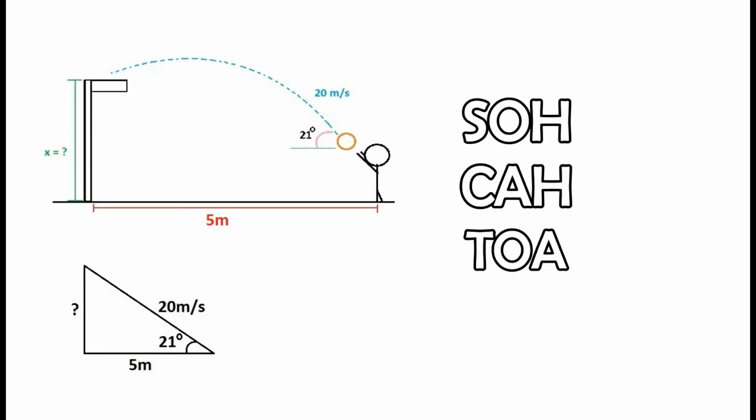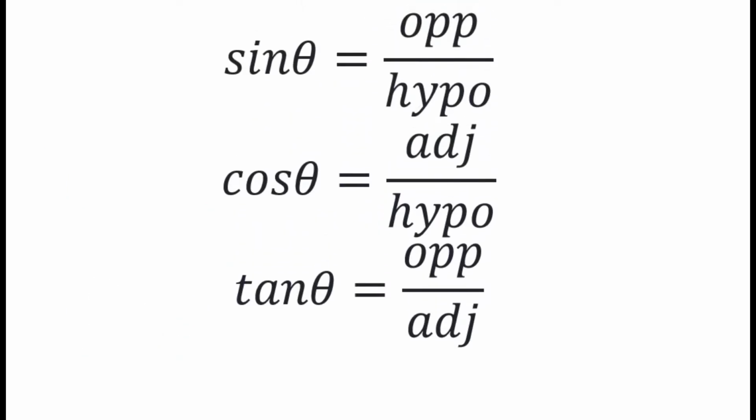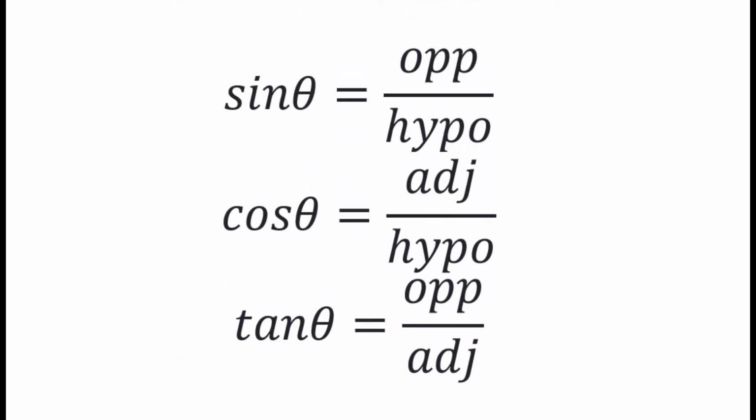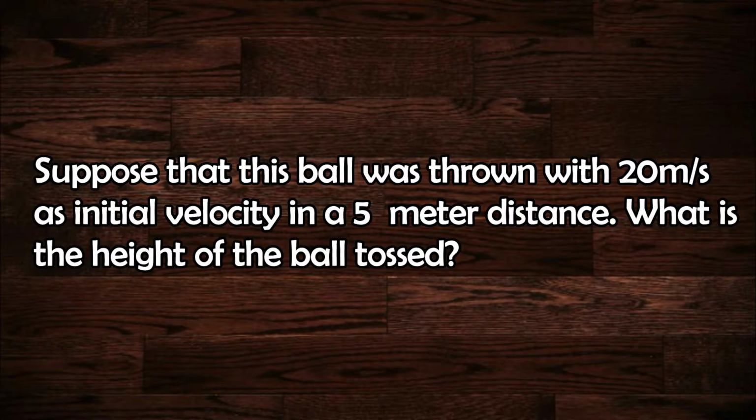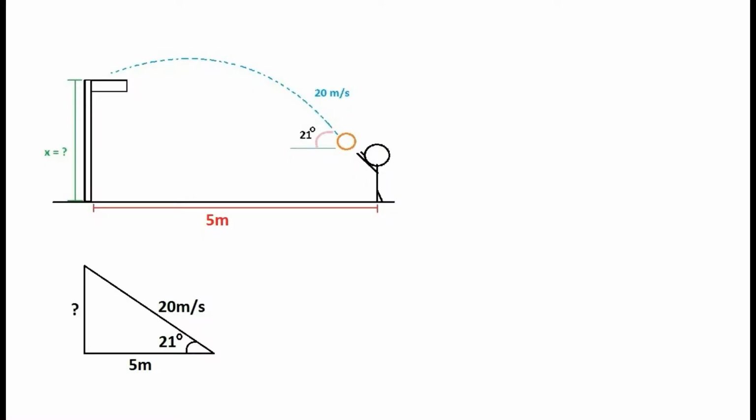Do you still remember the acronym SOHCAHTOA? SO stands for sine equal to opposite over hypotenuse. CAH stands for cosine equal to adjacent over hypotenuse, and TOA stands for tangent equal to opposite over adjacent. In the given problem earlier, we need to find the height, and the height is the opposite since it is facing the angle, it is across it. So to find the opposite, we're going to use SOH, or sine equal to opposite over hypotenuse.